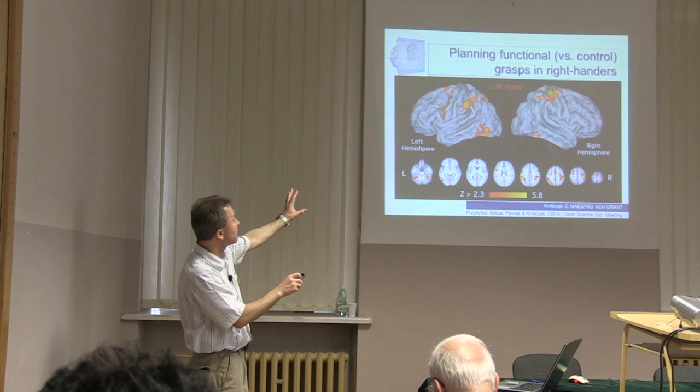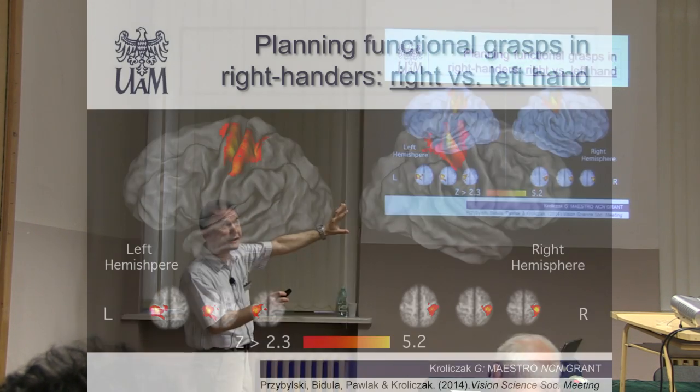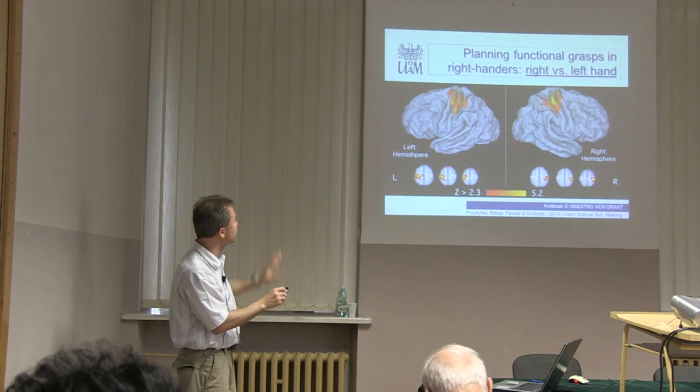Okay, so these are right-handers. What about, oh yeah, this is a direct contrast. A direct contrast shows that in all higher order areas there is no difference between the control of the left and right hand. So just the sensory motor, which is very encouraging.